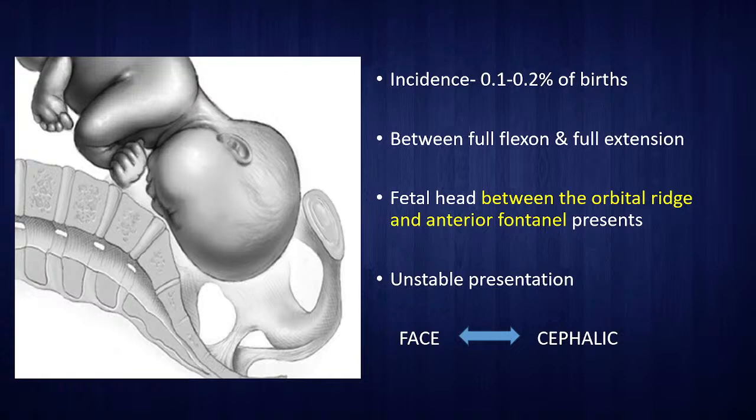This part is presenting, but in face presentation what happened? This orbital ridge to chin was presenting. Got it? So, this is an unstable presentation. That means this presentation may be there in the early part of the gestation, early part of the labor. Later on, it becomes face or cephalic.